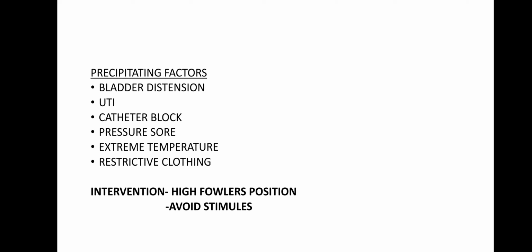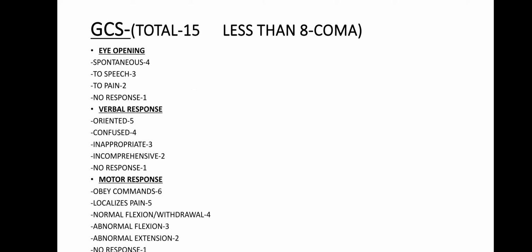Here we can see autonomic dysreflexia, that is T6 injury: hypertension, sweating above the level of injury, bradycardia, pounding headache and flushed face. Precipitating factors: bladder distension, UTI, catheter block, pressure, extreme temperature, restrictive clothing. Intervention: we need to give the patient high Fowler's position, avoiding stimulants like noise, bright lights, all these things.